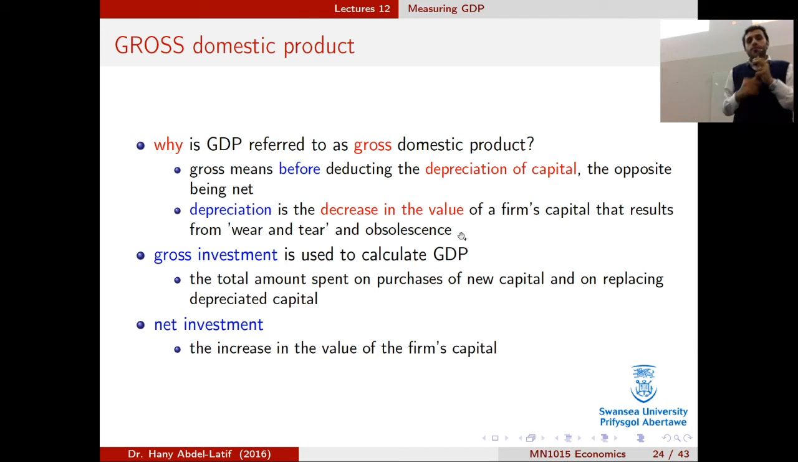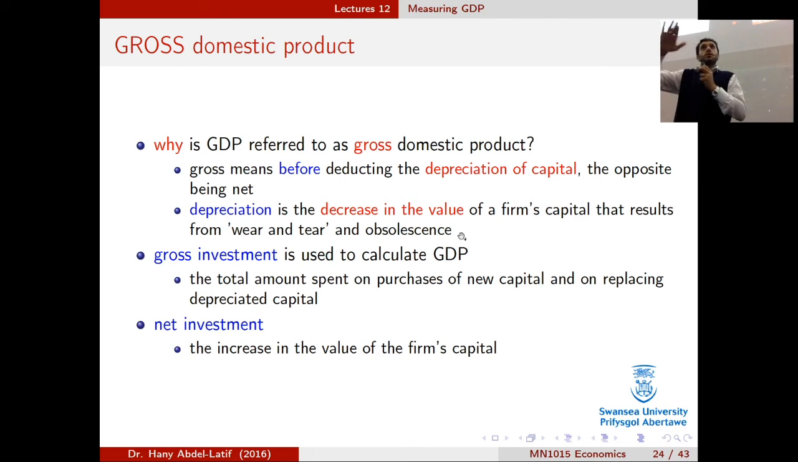The point I'm adding now is related to why it is gross. Gross here means it's before deducting the depreciation of capital. Depreciation of capital is the decrease in the value of a firm's capital that results from using this capital over time. If you have a machine, using this machine means it's not going to maintain the same value over time. So it will depreciate, or decrease. And that is the difference between the gross investment and the net investment.